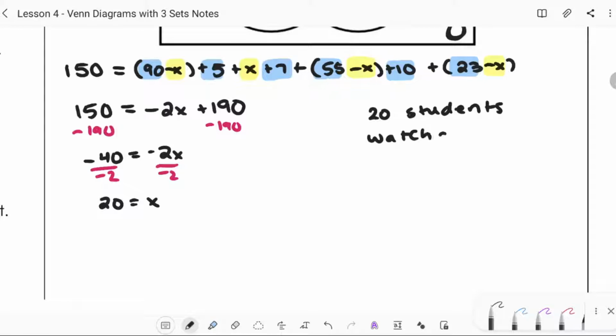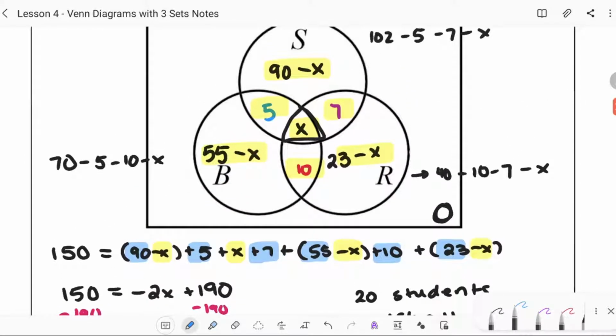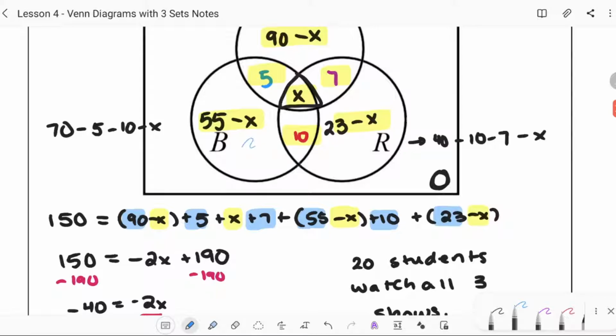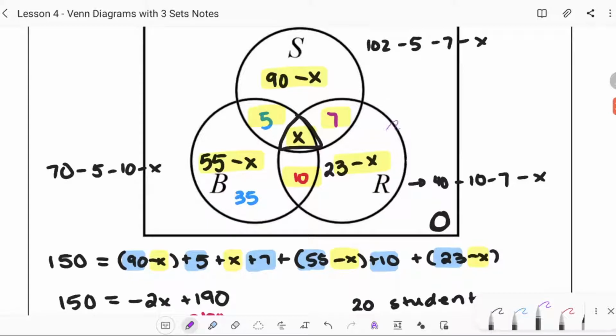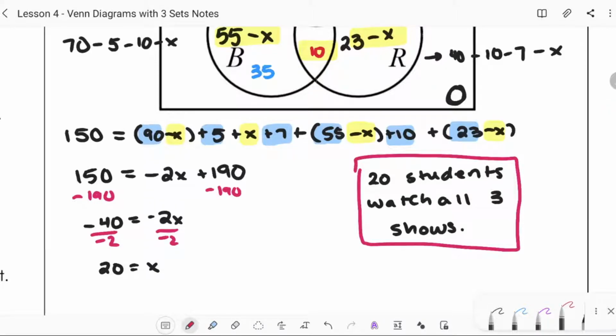watch all 3 shows. Right, and that's all I technically needed. I could go in and fill out these other values now that I know the value of x. Right, I could say that the people who watch just Black Mirror is 55 minus 20, so there's 35. I could say the people that watch just RuPaul is 23 minus 20, so just 3. People that watch just Stranger Things, 90 minus 20 is 70. But this was the piece of information the question was asking for, and I was able to find it.